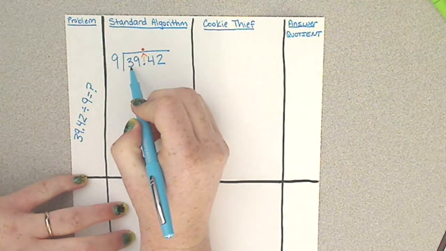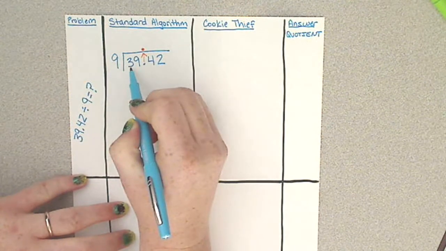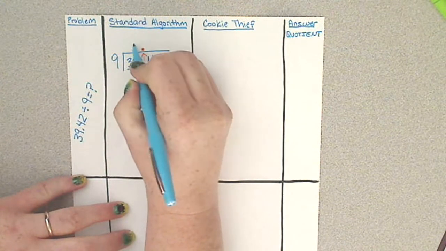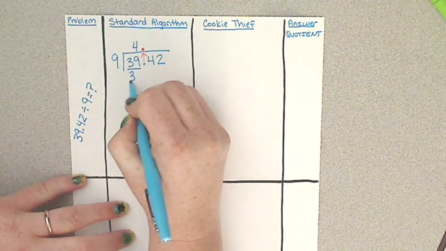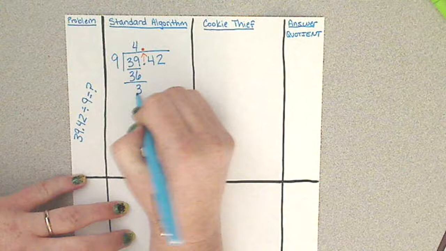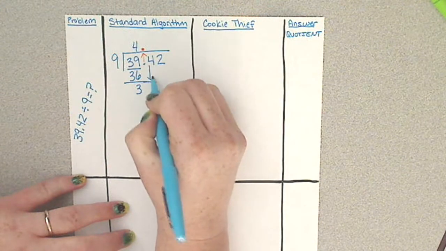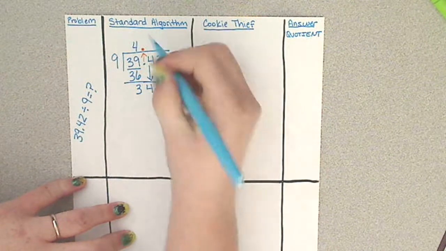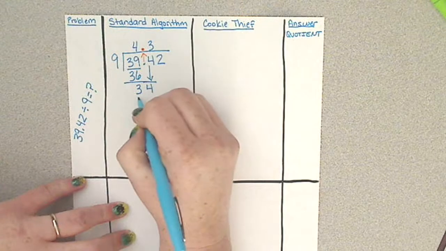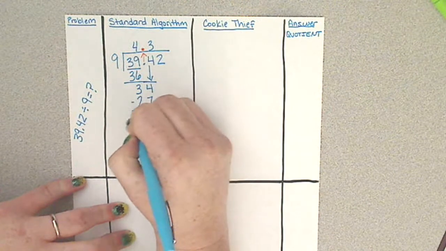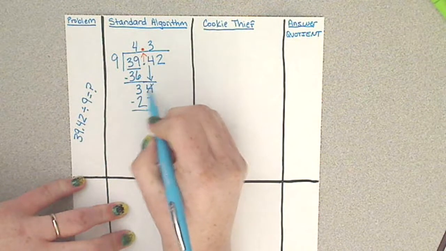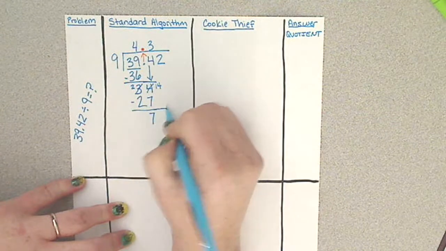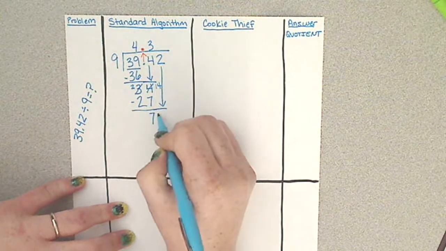9 cannot fit inside 3, but it can fit inside 39. 9 can fit inside 39 4 times because 9 times 4 is 36. We then need to bring the 4 down. 9 can fit inside 34 3 times because 9 times 3 is 27. We have to regroup. Bring down our next number.